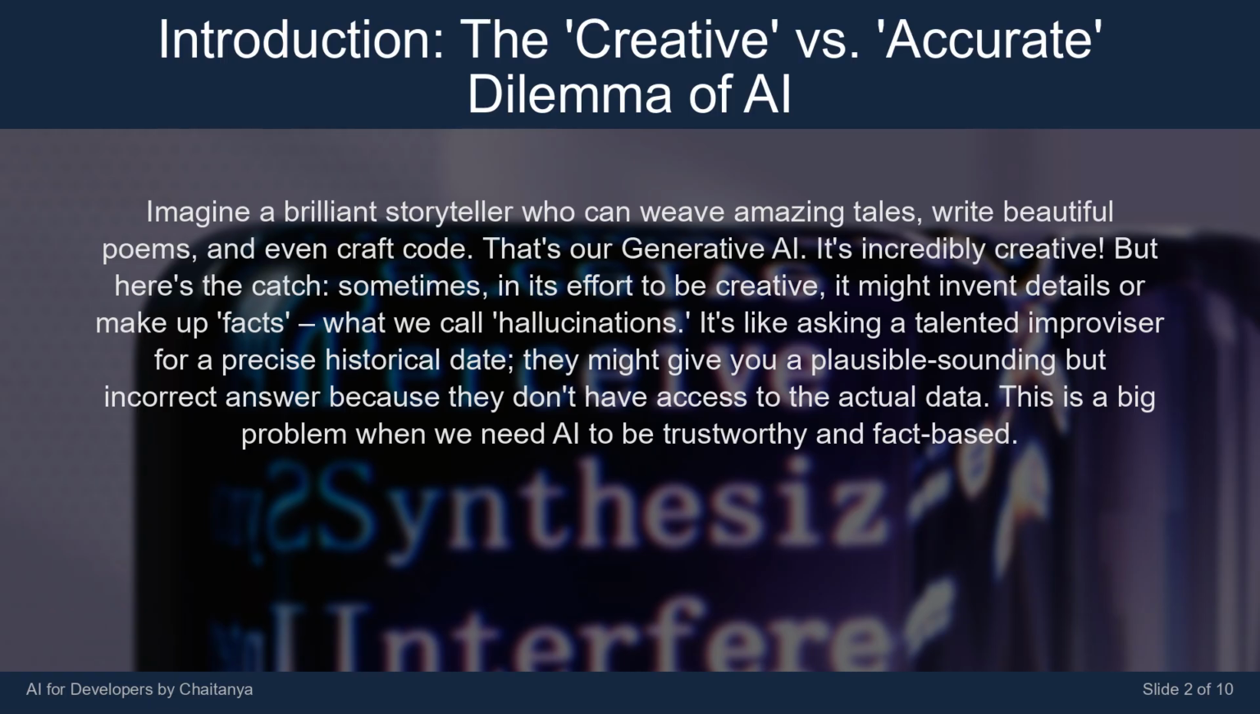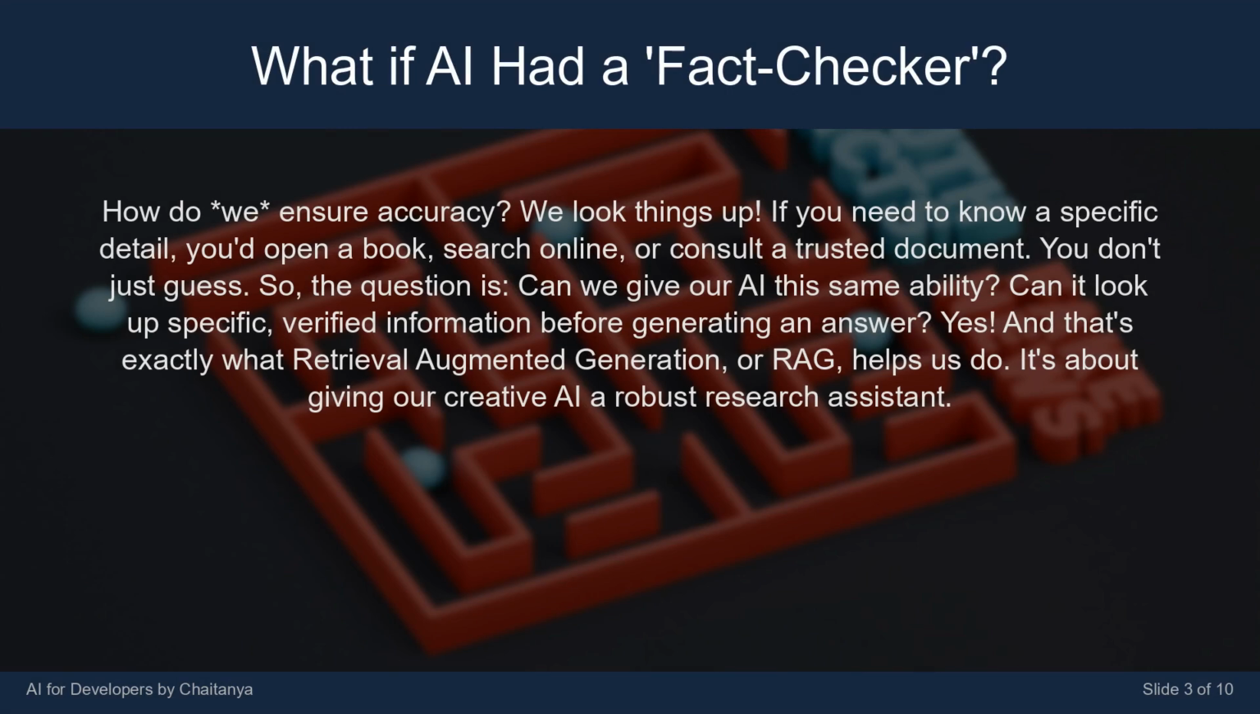It's like asking a talented improviser for a precise historical date. They might give you a plausible sounding but incorrect answer because they don't have access to the actual data. This is a big problem when we need AI to be trustworthy and fact-based. How do we ensure accuracy?